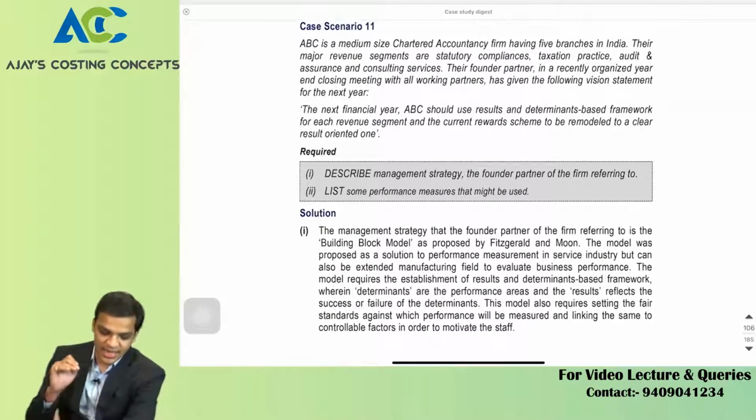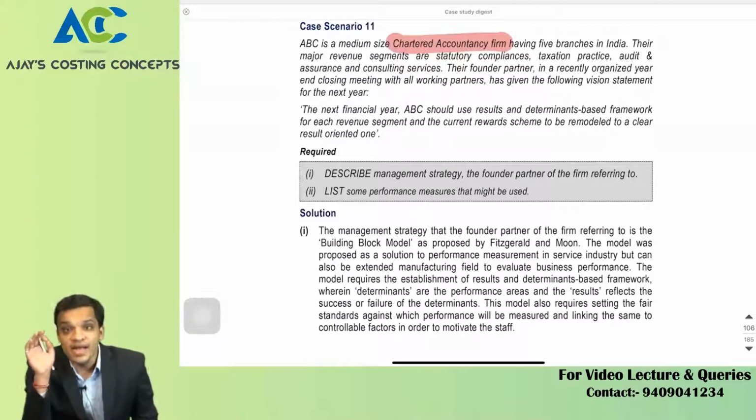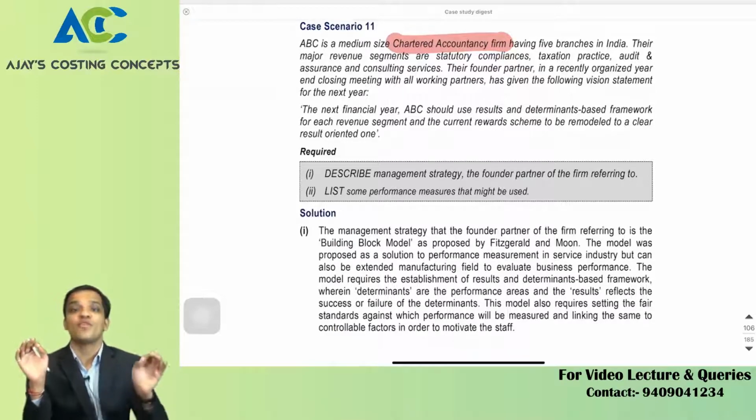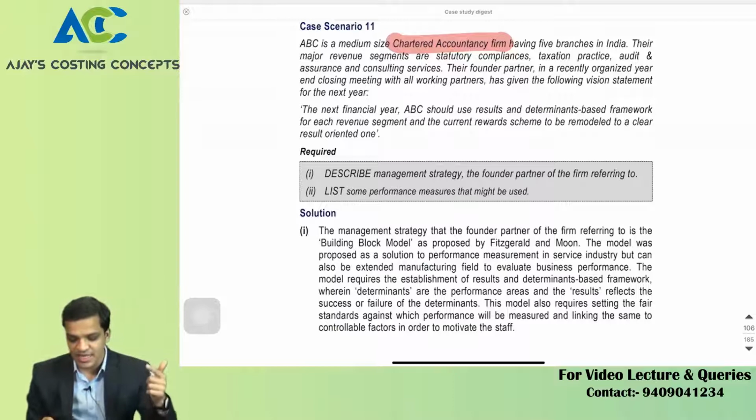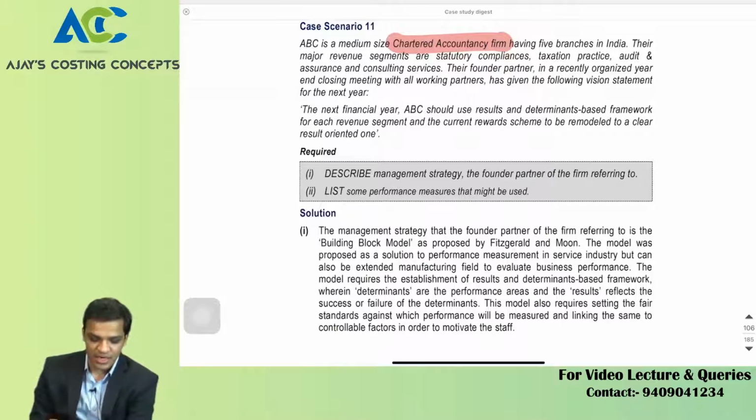What is this about? See, again, ABC is a medium-sized chartered accountancy firm. As I said, a building block model question will always be for a service organization. So the moment it says chartered accountancy, having its 5 branches in India, their major revenue segments are statutory compliance, taxation practice, audit, assurance and consultancy. Their founder partner recently organized a year-end closing meeting with all the working partners and shared the following vision statement for the next year. The next financial year, ABC should use results and determinants based on a framework for each revenue segment, and the reward system should be remodeled to a clear, result-oriented one.